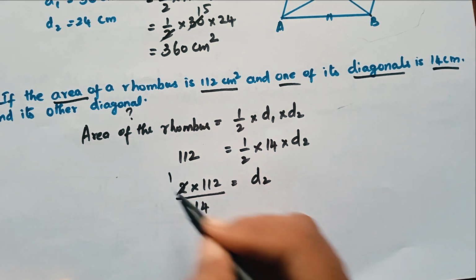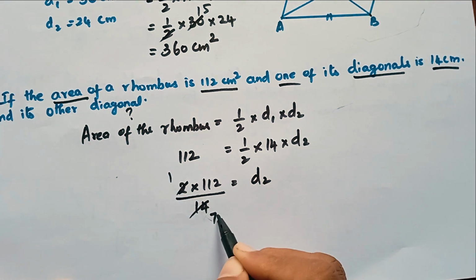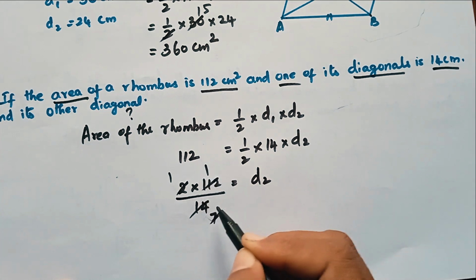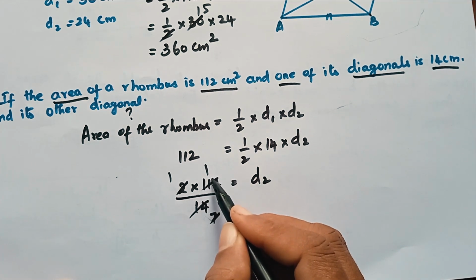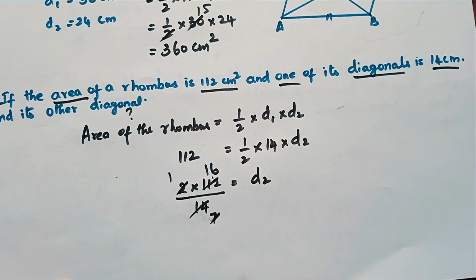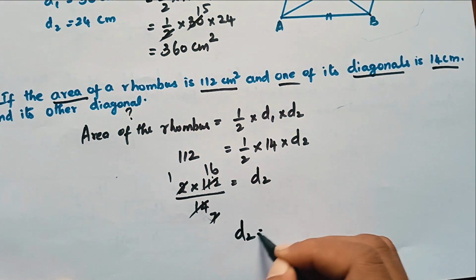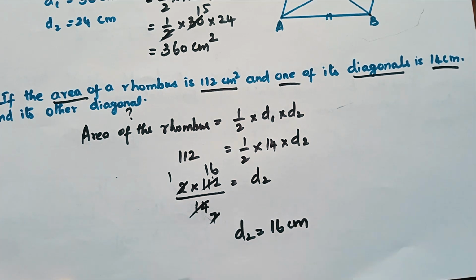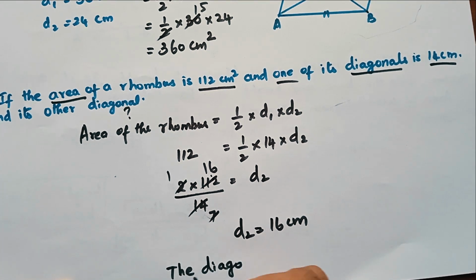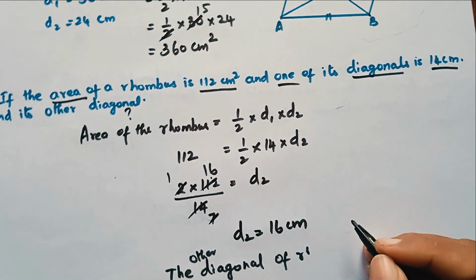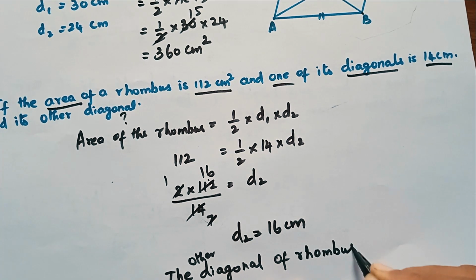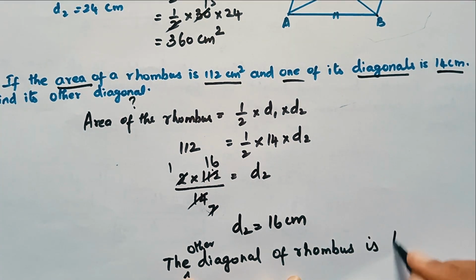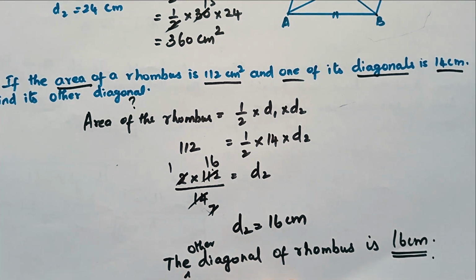Cancel out with 2. 2 one time, 2 7 times. And cancel out with 7. 7 one time is 7. 7 into 6 times is 42. So the d2 value is 16 centimeter. So the other diagonal of rhombus is 16 centimeter. This is the answer for the above question.